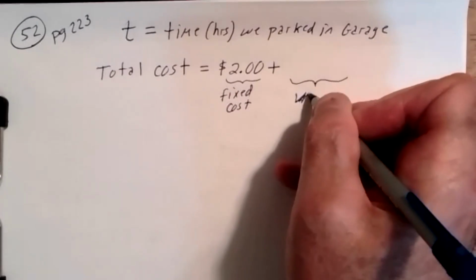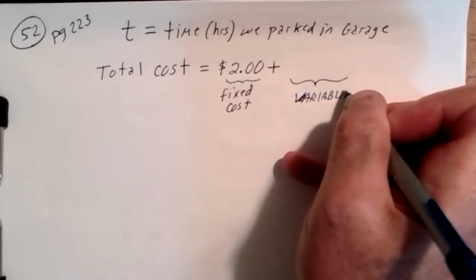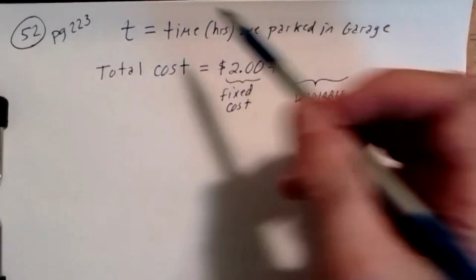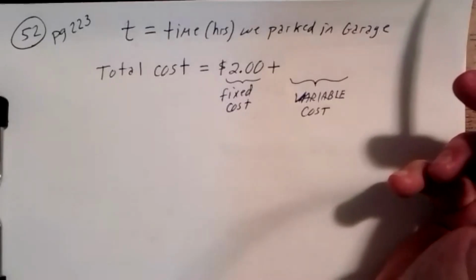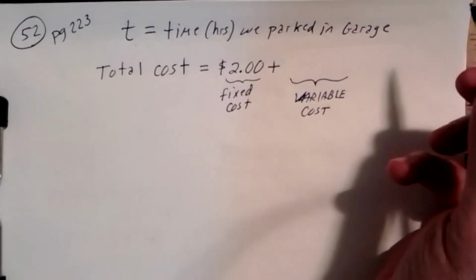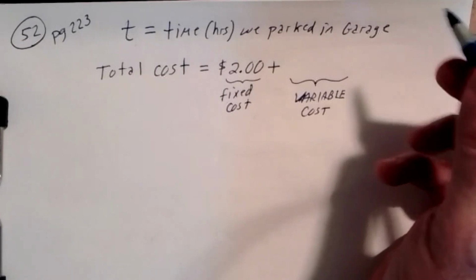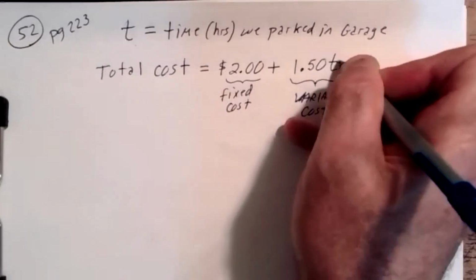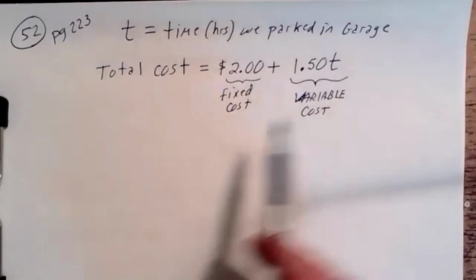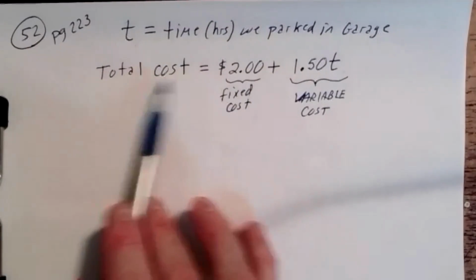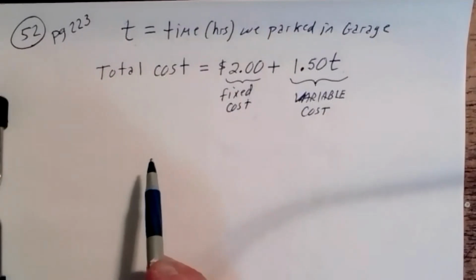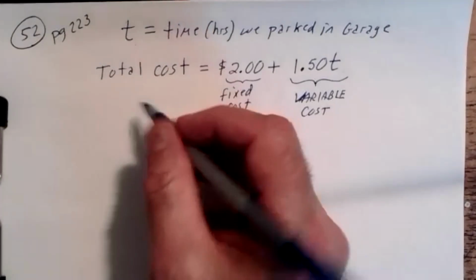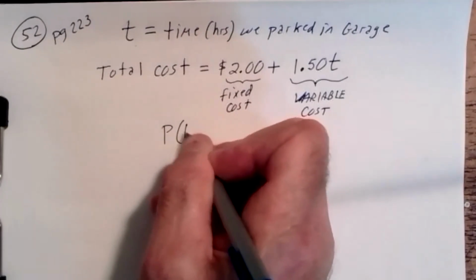And what is the variable cost? What variable cost are we going to realize here? We park in the garage for T hours. They charge us how much per hour? I believe it's $1.50. So the variable cost is going to be $1.50 per hour times T hours that we're in the garage. Ladies and gentlemen, we're starting to form a relationship for the total cost of having parked in this parking structure. But they're not calling the total cost these words, total cost. They're calling the total cost P of T.